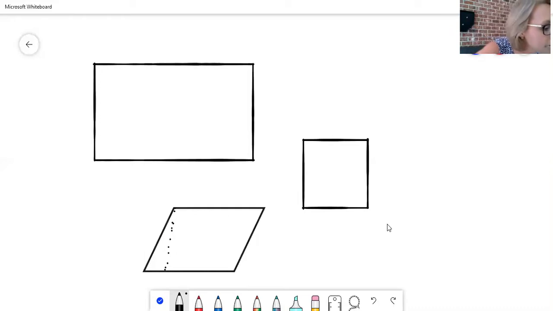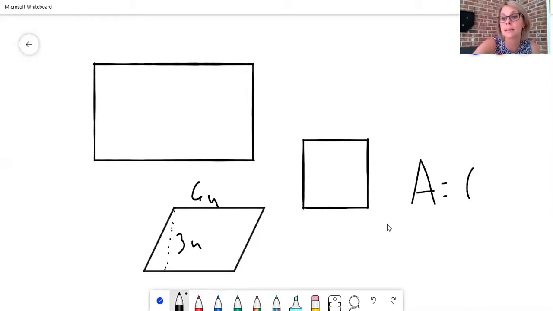So let's look at the example here. I have 6 units for my base, and then my height, I have 3 units, and my dotted line should be on the other side, but it's okay. You know Mrs. Call does everything backwards, so we'll just leave it that way. All right, so I'm going to multiply it for my area. My base is 6. My height is 3. 6 times 3 is 18 units squared, okay?